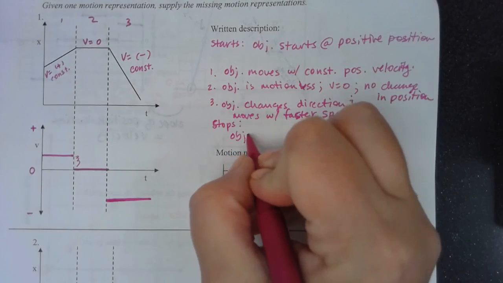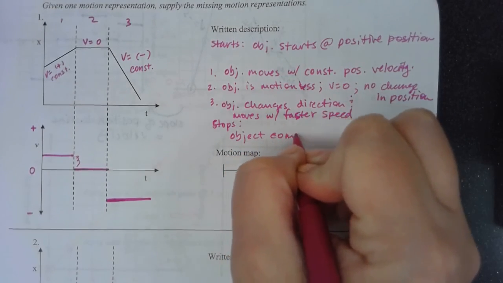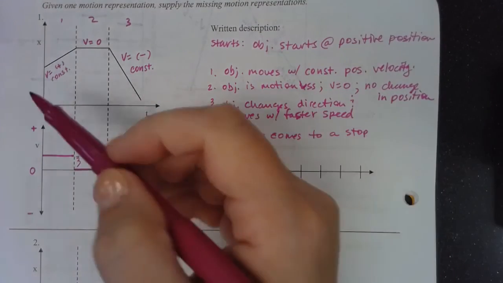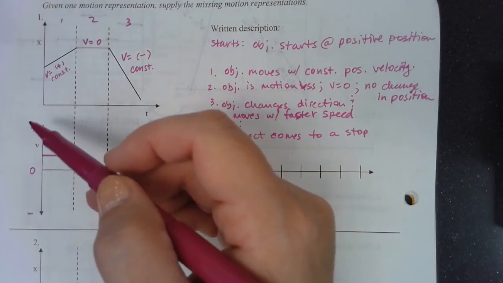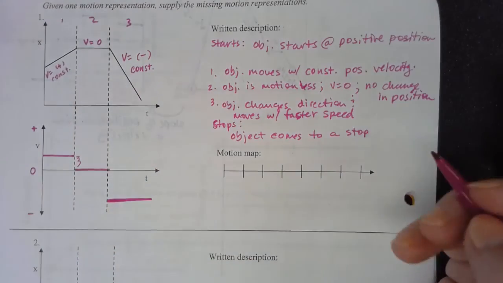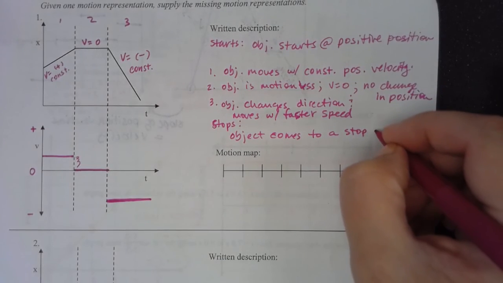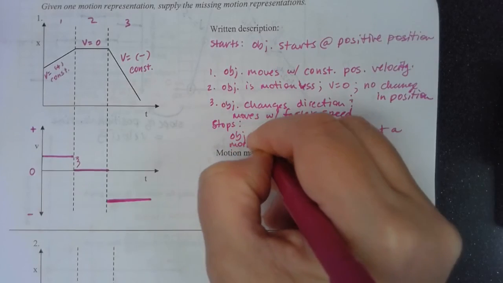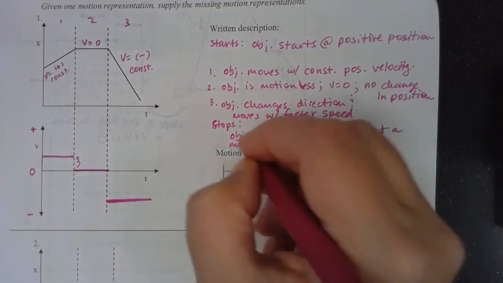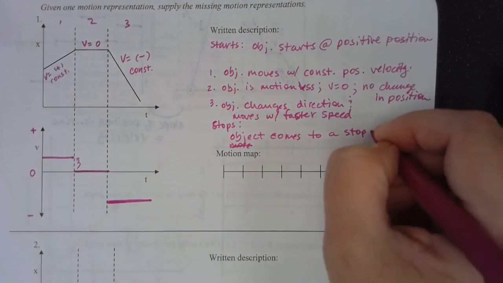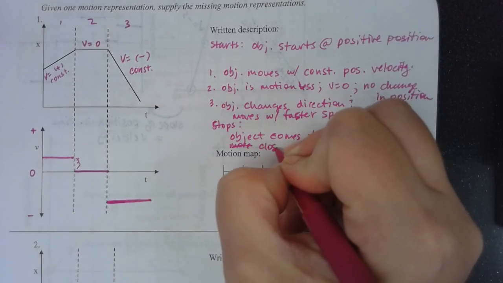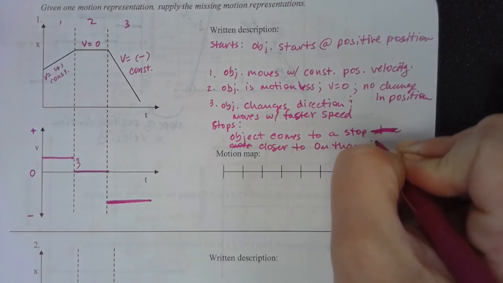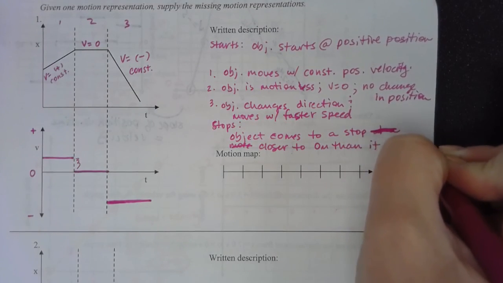And lastly, object comes to a stop. Do we know where? It's between the origin and where it started, right? I mean, what could I say about that? I'm going to say closer to 0 meters than it started. Is that okay?